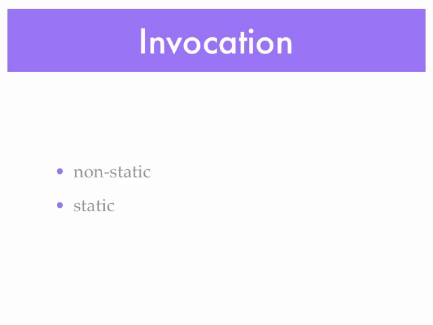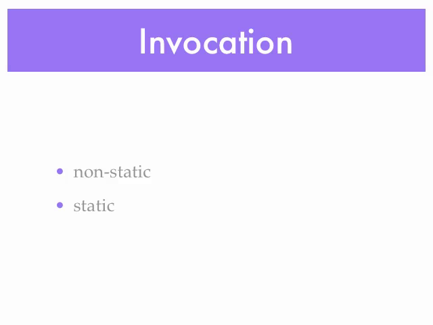A non-static method must be called by an instance of the class in which it resides. We declare a method to be non-static by not declaring it to be static. So again, a non-static method must be called by an instance of the class in which that method resides, and a method is declared non-static by the omission or the failure to declare it to be a static method.